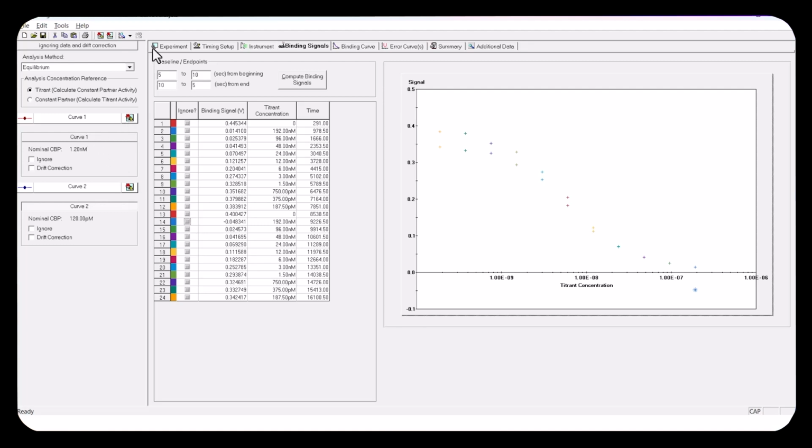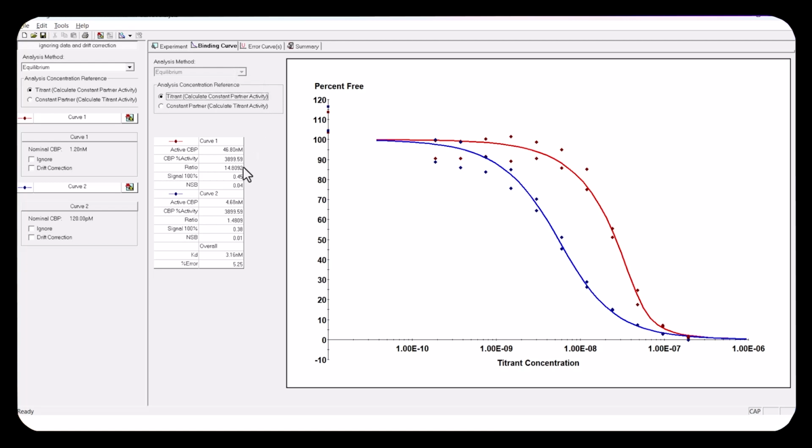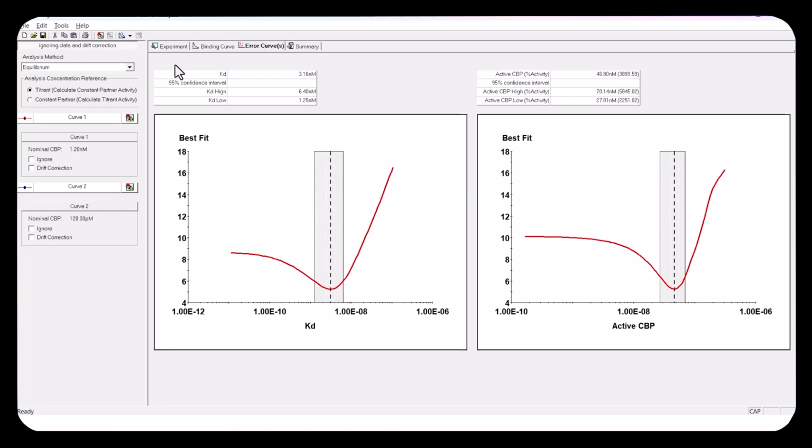And then I'm going to go back out to the N-curve analysis. So these analysis results were obtained with that point ignored. And in that case, I'm getting 3.2 nanomolar and 5.25% error. When I look at the error graphs, I see we've resolved both of these: the KD is between 1.2 and 6.4 nanomolar, and it's between 27 and 70 nanomolar for the active CBP.